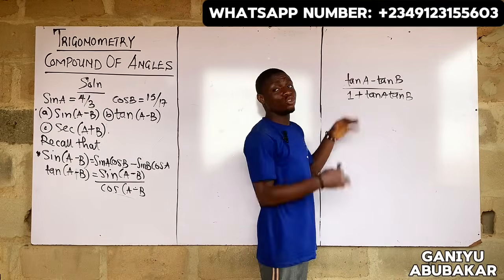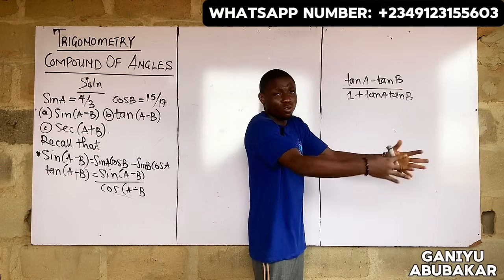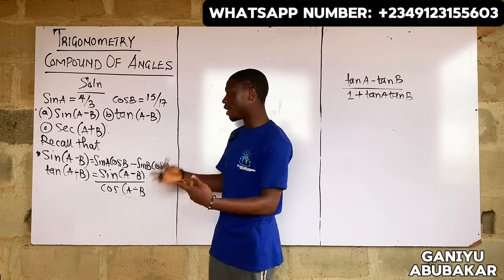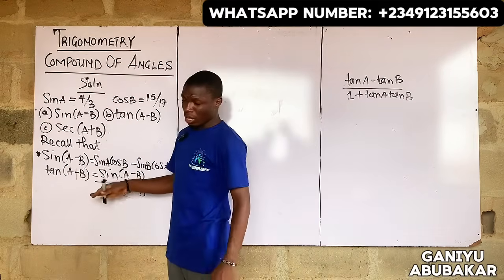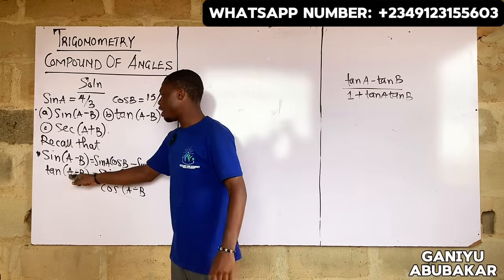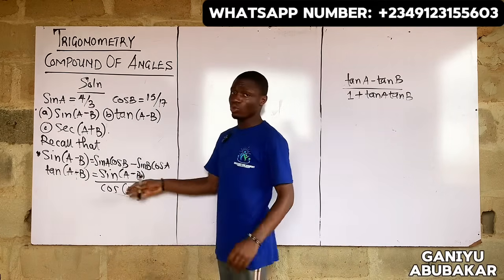Going with this form will be a lengthy process of solving. But going with the other one is like a shortcut to quickly find tan A plus or minus B. So how do we get tan A minus B? We're going to use these two concepts.